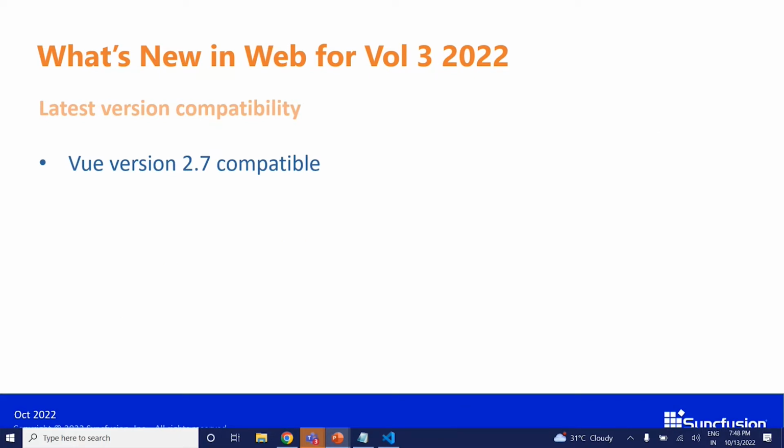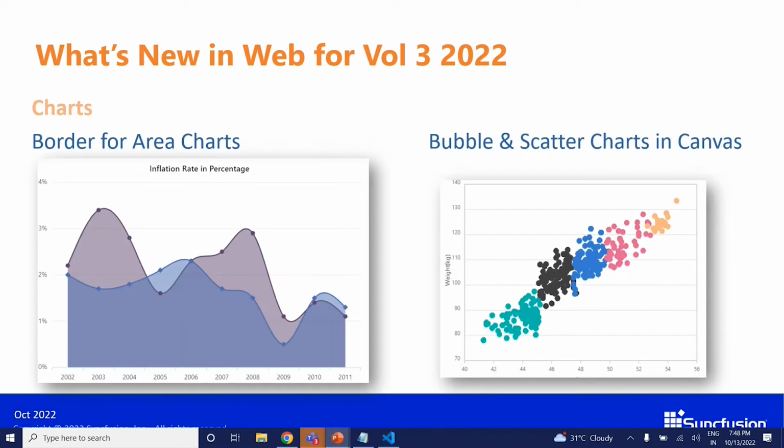And let's move on to the new updates for Essential JS 2 components. So this is for the Vue community. Now all our Vue components are made compatible with the latest Vue version 2.7. So this is an update for the Vue framework.